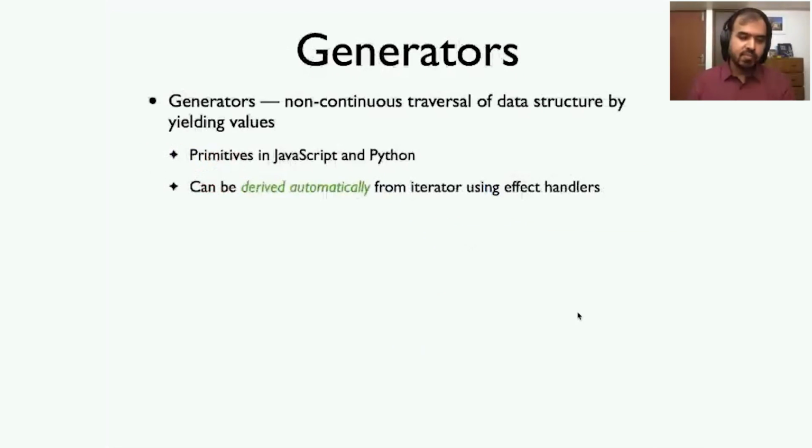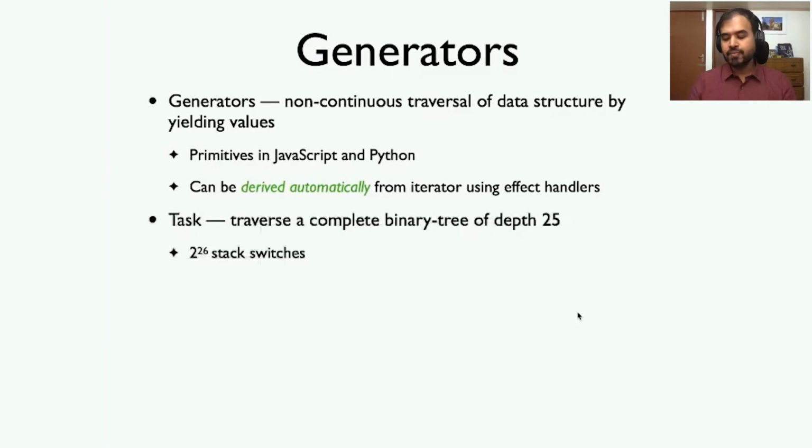So the next example that I want to talk about is generators. Generators are mechanisms for traversal of a data structure by yielding values, right? They are implemented as primitives in JavaScript and Python, and you can actually automatically drive a generator from an iterator using effect handlers. I'm not going to show the code here, but we'll use this as a performance benchmark. So the task is to traverse a complete binary tree of depth 25 using a generator, right? And this is internally going to involve 2 to the power 26 stack switches.